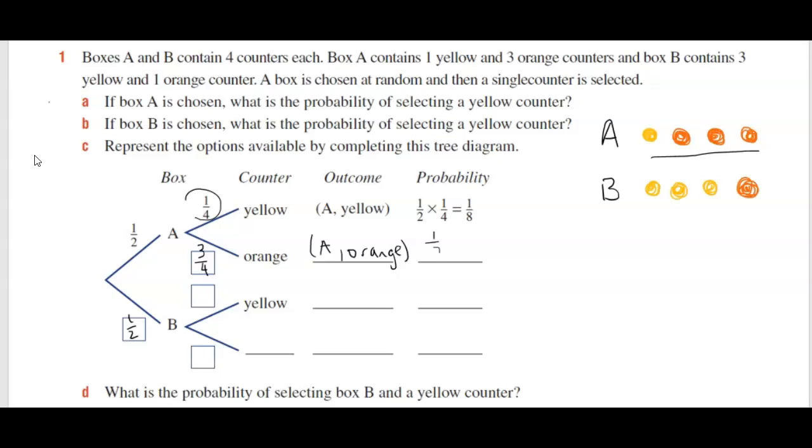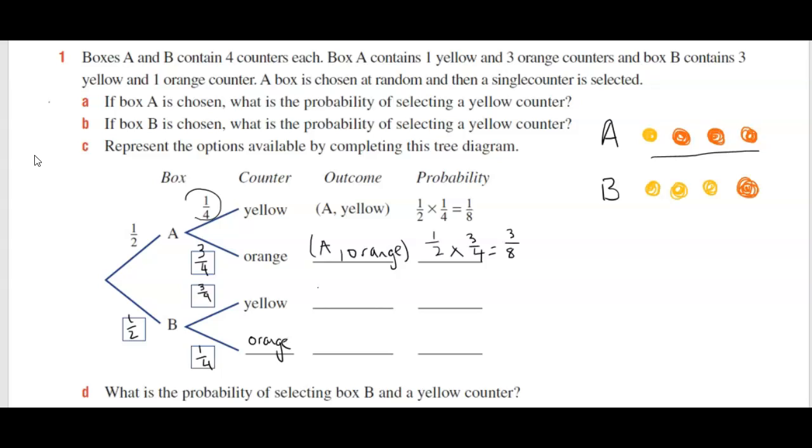So it's 1/2 times 3/4. When you're multiplying fractions, you multiply the numerators. So 1 times 3 gives you 3, 2 times 4 gives you 8, and always simplify if you can, but we can't for this one. Okay, then going on to box B. The probability of getting a yellow from box B is 3 over 4. And need to fill in the orange here. So the probability of getting an orange is 1 over 4.